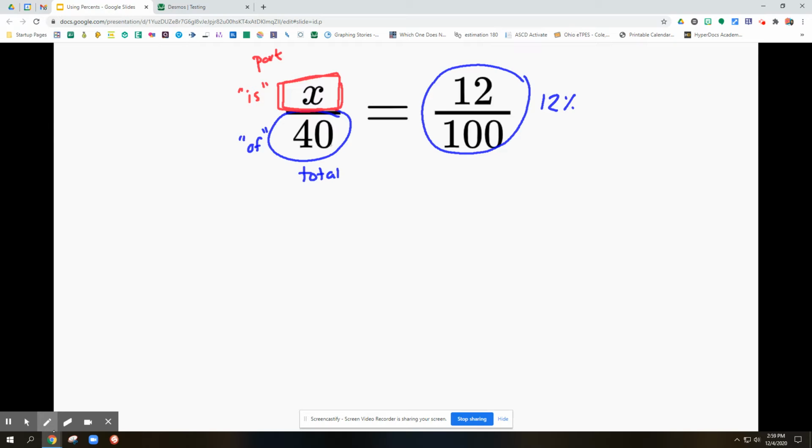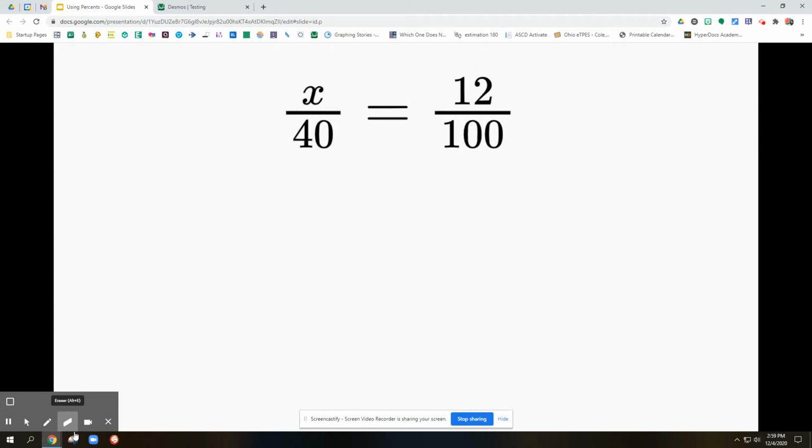Now that I have this set up where I say that x over 40 is equal to 12 over 100, I can solve for x. Again, bear with me. After this example, we'll do a few more and hopefully it will make some more sense. So what we're going to do is something called cross multiplication.